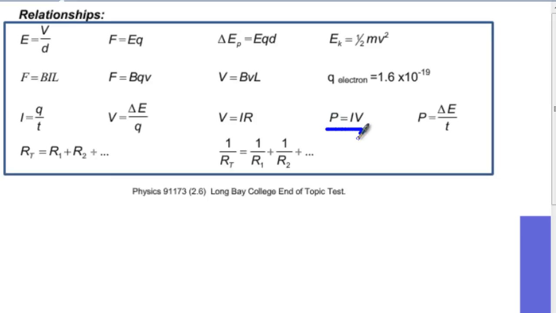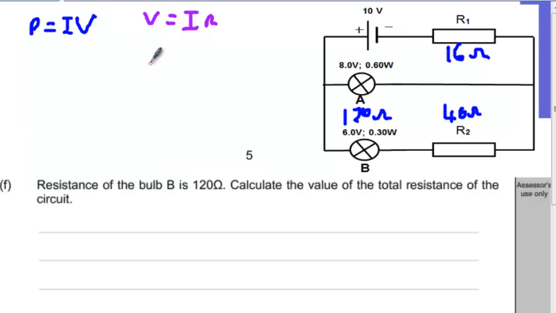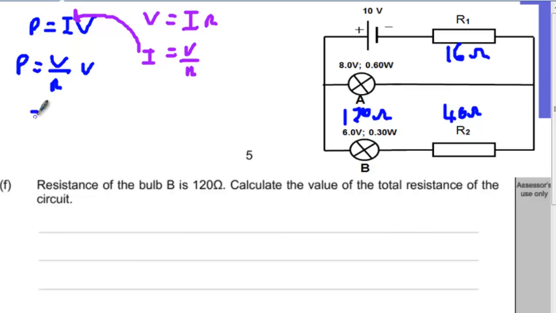We can use the formula P equals IV and combine that with V equals IR to work out what the resistance is. What we have to do is rearrange Ohm's law so it becomes I equals V divided by R, and then stick that I into this equation here. So power equals V over R times voltage. That equation becomes voltage squared divided by resistance equals power.